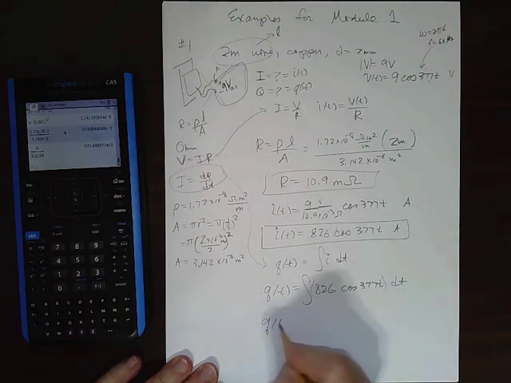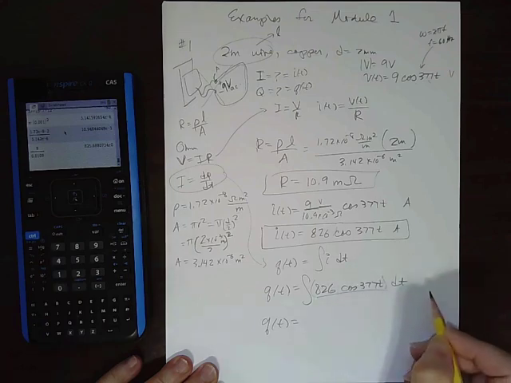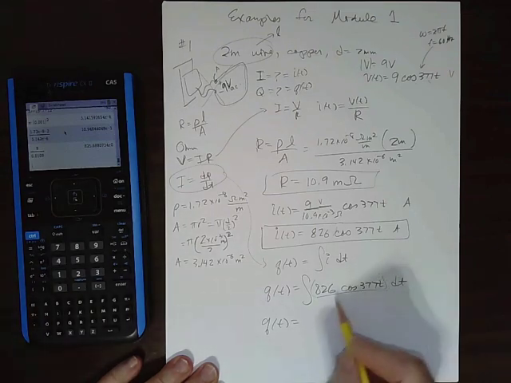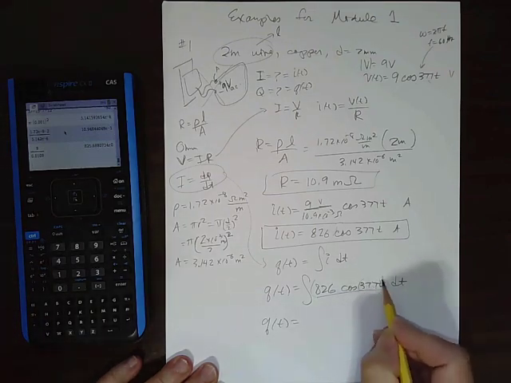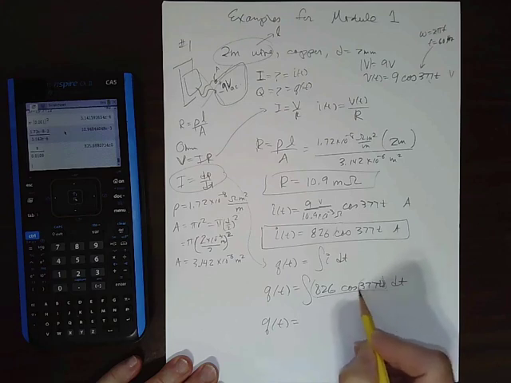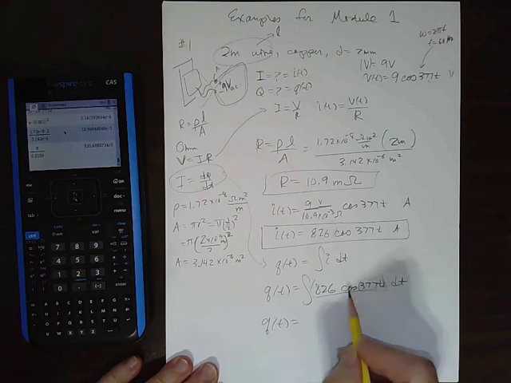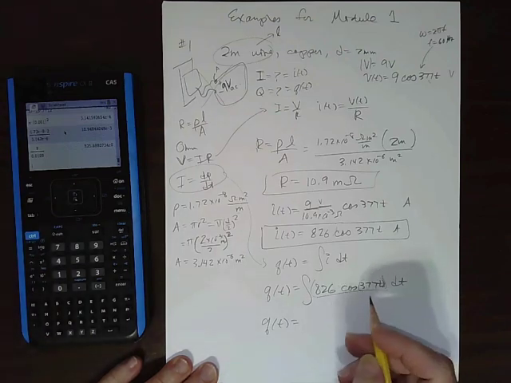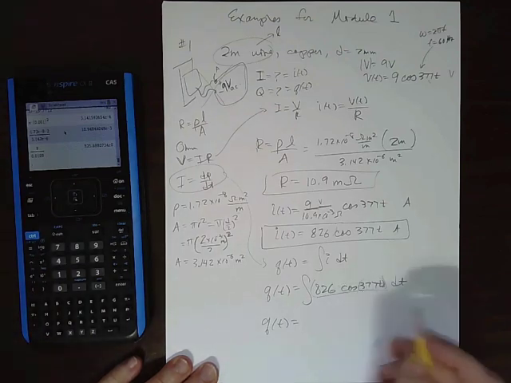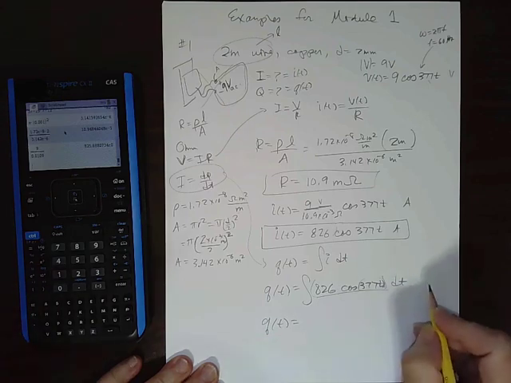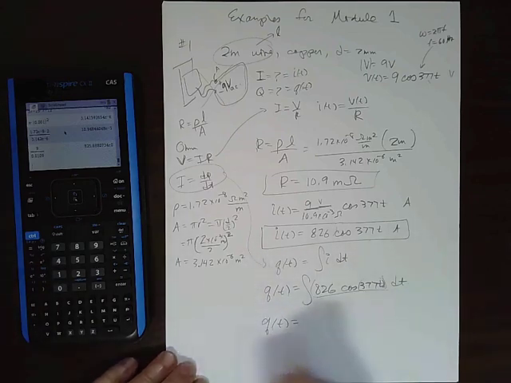So Q of t, what's the derivative of cosine? Negative sine. We got an internal thing here, so we have to do the chain rule, derivative of the inside times the derivative of the outside. So the derivative of the inside, integral of 377. Do we need to do, well, let's just do a u substitution, just make sure we do it right.